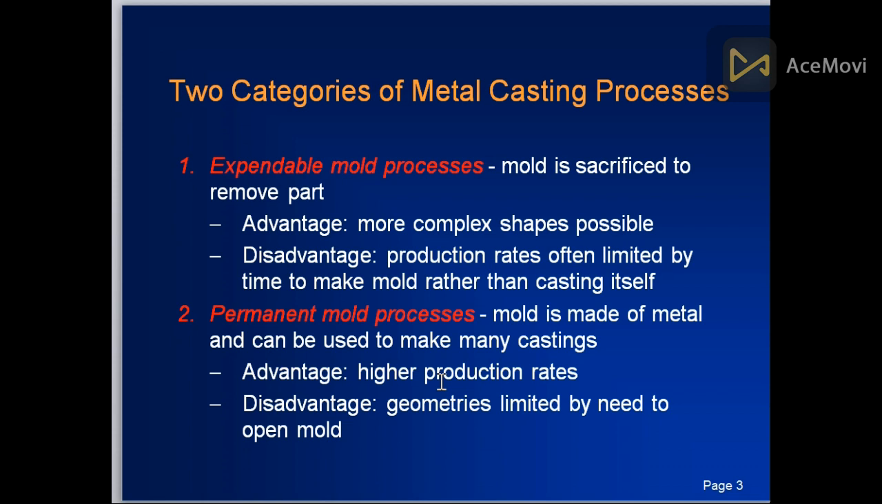So there are some advantages. More complex shapes are possible. Disadvantages are that production rate may be limited because some time is required for mold creation. Others are permanent mold processes. The mold is made of metals and ceramics and can be used to make many castings. Advantages are high production rate. Disadvantages are that geometry is limited by the need to open the mold, because intricate geometries cannot be made in a permanent mold.